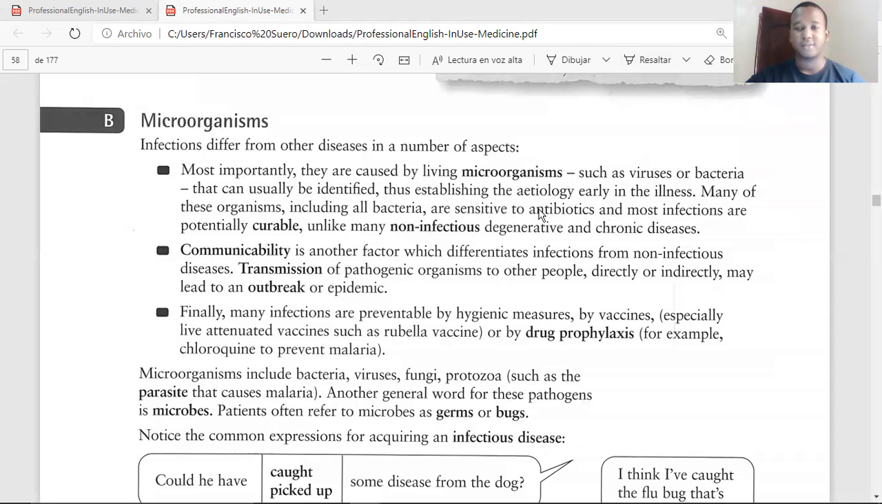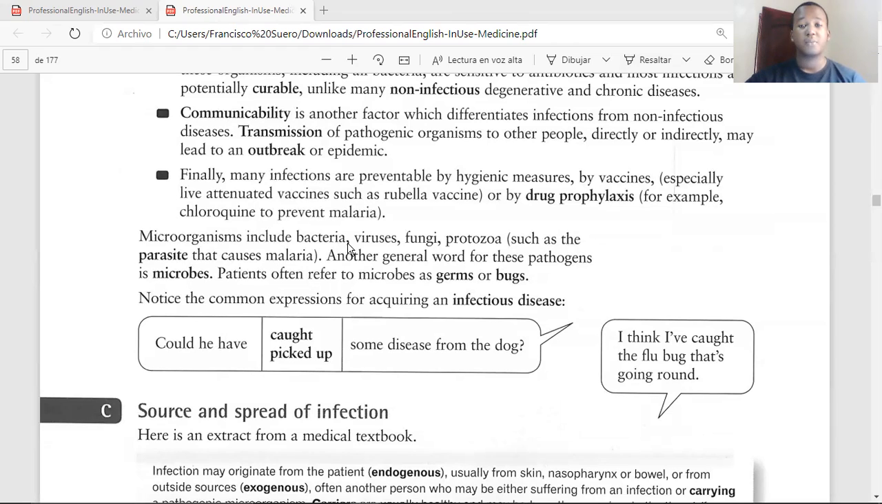Unlike many non-infectious, degenerative and chronic diseases, communicability is another factor which differentiates infections from non-infectious disease. Transmission of pathogenic organisms to other people, directly or indirectly, may lead to an outbreak or epidemic. Finally, many infections are preventable by hygienic measures, by vaccines, especially live attenuated vaccines such as rubella vaccine, or by drug prophylaxis. For example, chloroquine to prevent malaria.